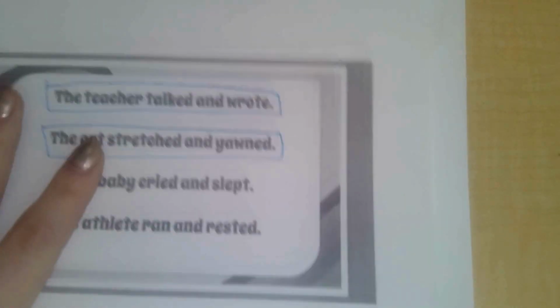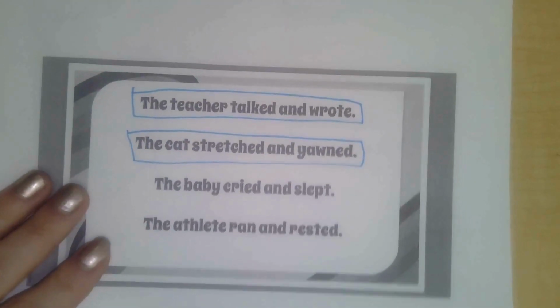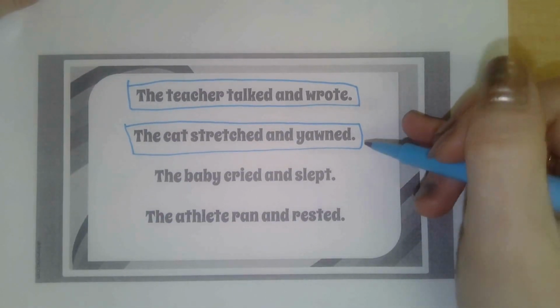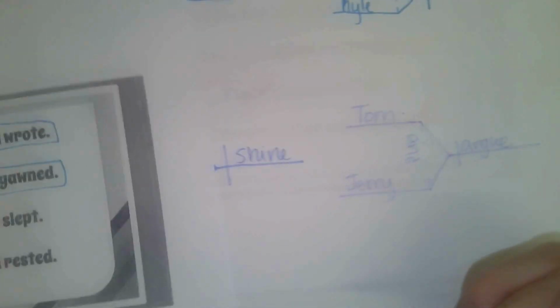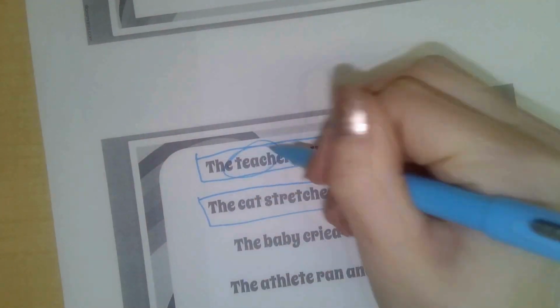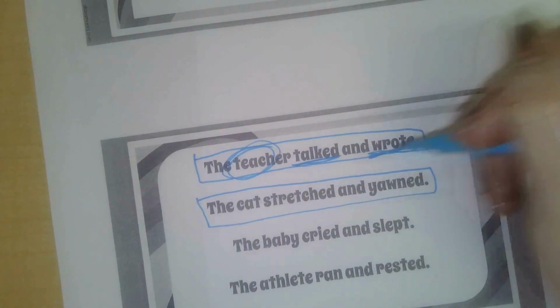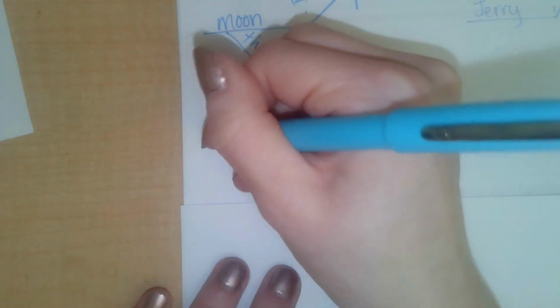Now this next portion, I have two more sentences for you here. The teacher talked and wrote, the cat stretched and yawned. I'm going to do those examples. First, the teacher talked and wrote. In this one, we have one subject, the teacher, but two verbs. She talked and she wrote. So, starting out with teacher, our single subject.